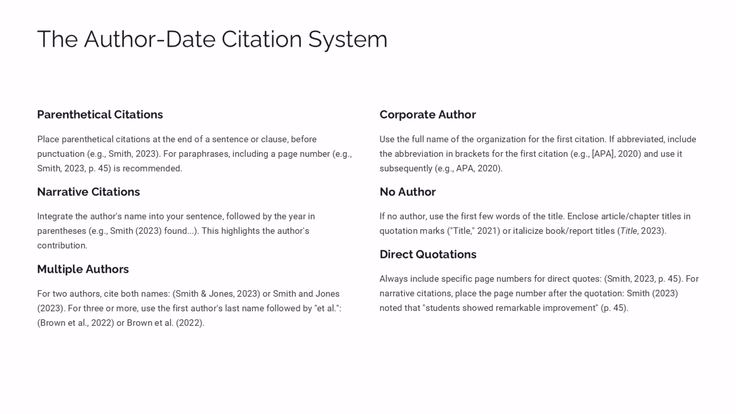For single author sources, the format is straightforward. In parenthetical citations, use the author's last name followed by a comma and the publication year, (Smith, 2023). In narrative citations, where you mention the author as part of your sentence, place only the year in parentheses. Smith (2023) found that social media use significantly affected academic performance.